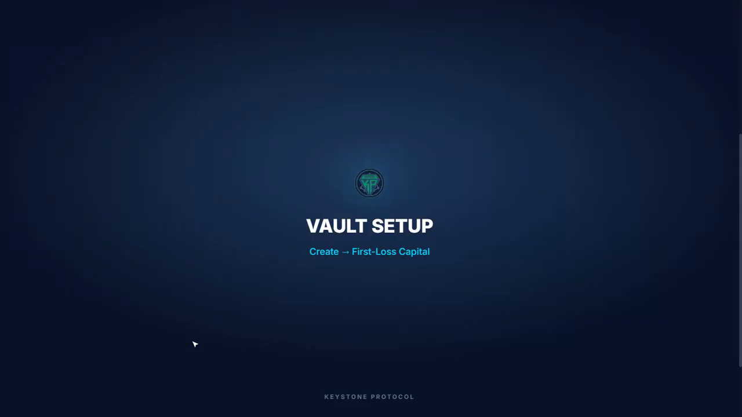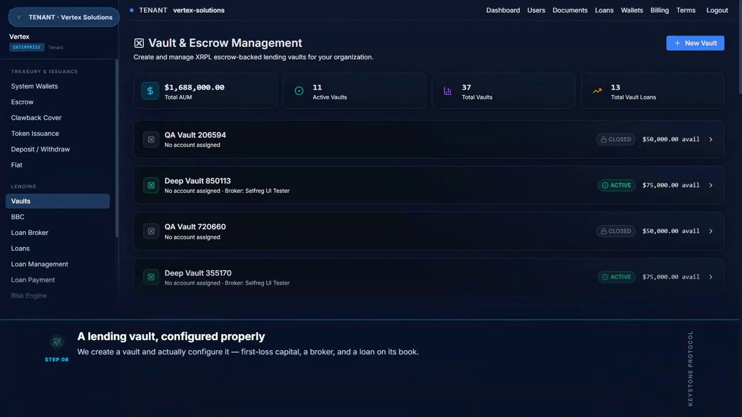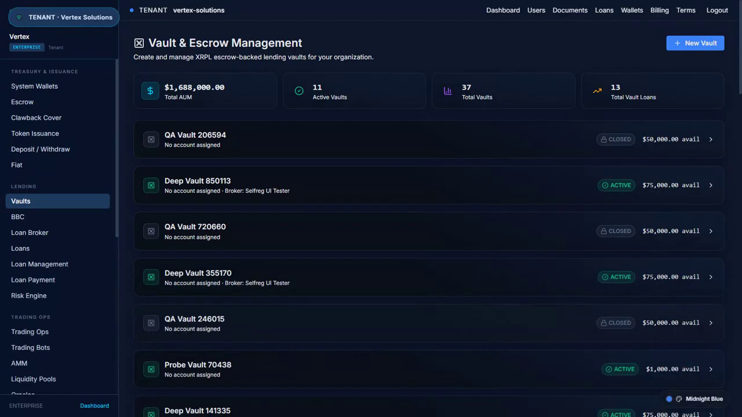Vault setup. Create to first loss capital. A lending vault configured properly. We create a vault and actually configure it. First loss capital, a broker, and a loan on its book.